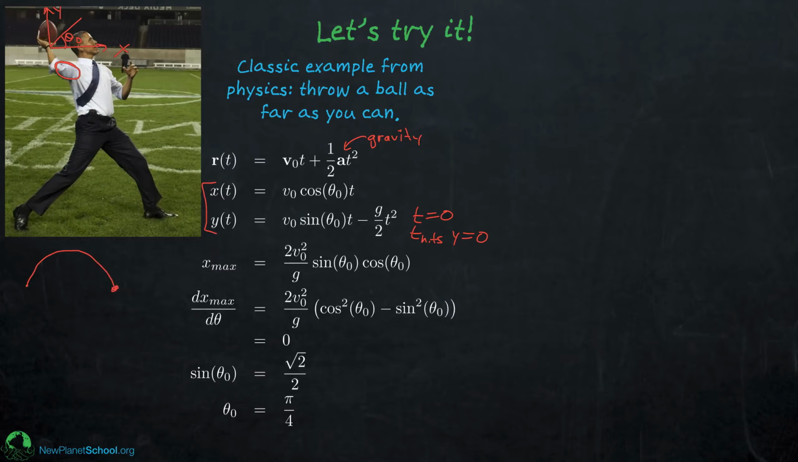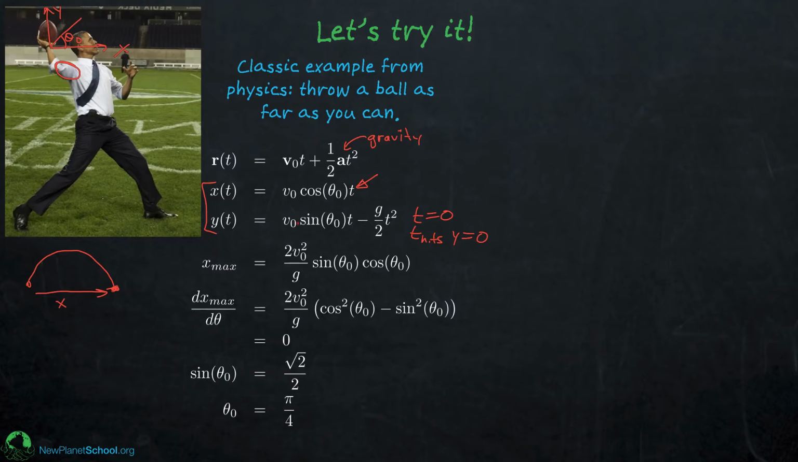And we can find from this equation, when y equals 0, we can solve for t when t is not equal to 0 and find the time at which it hits this point. If we know when it hits that point, we can then stick it into this equation and find out how far it went. And we want that x to be as large as possible.